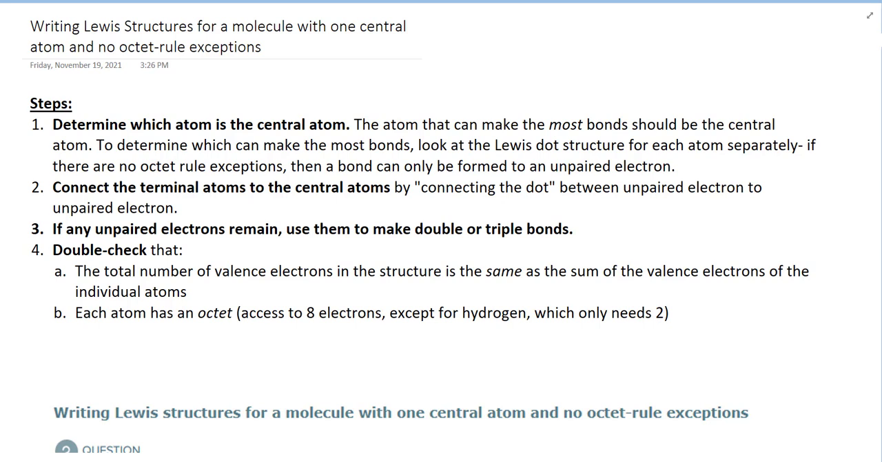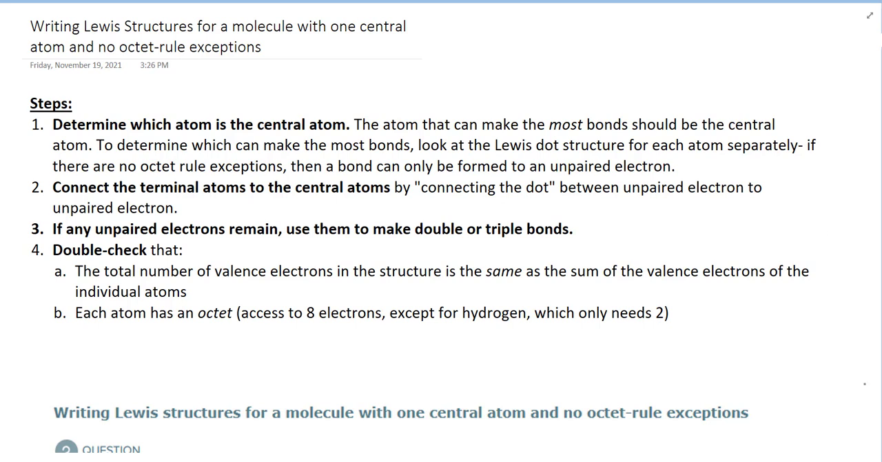The first step is, if we're given a formula, to go from the formula to the structure, we first need to know which atom is the central atom. These are for questions where we're specifically told there's only one central atom. The central atom is the one that can make the most bonds. So to determine which one can make the most bonds, we're going to look at the Lewis structure for each atom separately. And if there are no octet-rule exceptions, we can only form bonds to an unpaired electron.